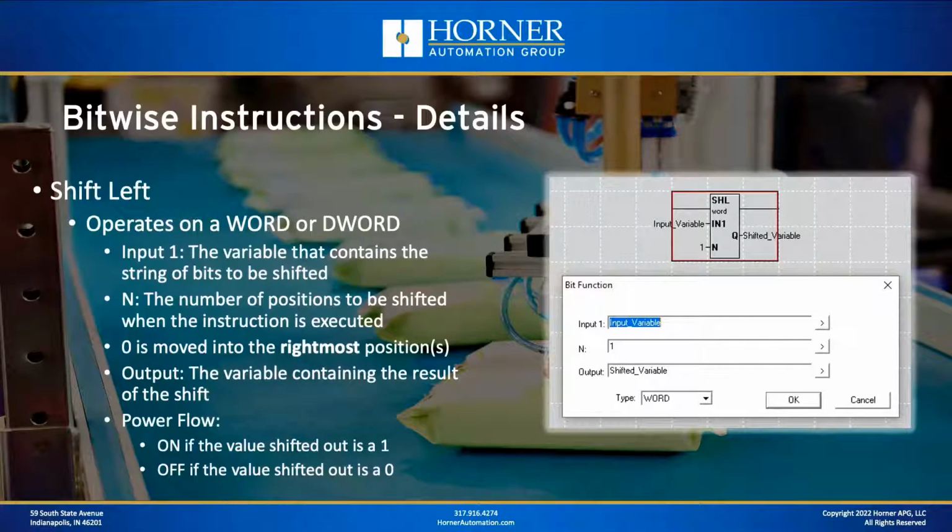What does that instruction do? Well, that instruction operates on either a word or dword variable, and it operates upon the bits within that word or dword. Now, from an input standpoint, the first input is the variable that contains the string of bits that need to be shifted around. So that would be the word variable or dword variable that contains the string of bits that we're going to shift to the left. N is the number of positions that we're going to shift those bits. Usually that's 1, but it could be something other than 1, but usually not.